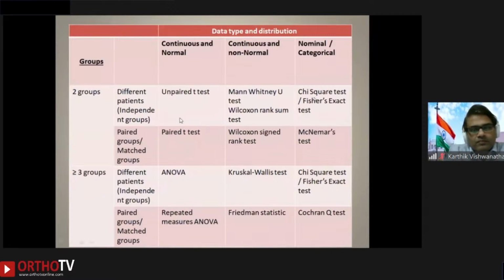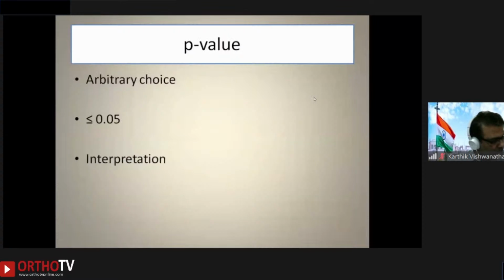This table shows various types of tests. For continuous and normal data, depending on the number of groups and whether they are independent groups or paired groups, you use various types of statistical tests. This will all give rise to p-values and 95% confidence interval. 95% confidence interval is more easily given by parametric tests. The p-value of 0.05 is arbitrary. If the value is less than 0.001, it is extremely significant. A value between 0.001 and 0.01 is considered very significant.